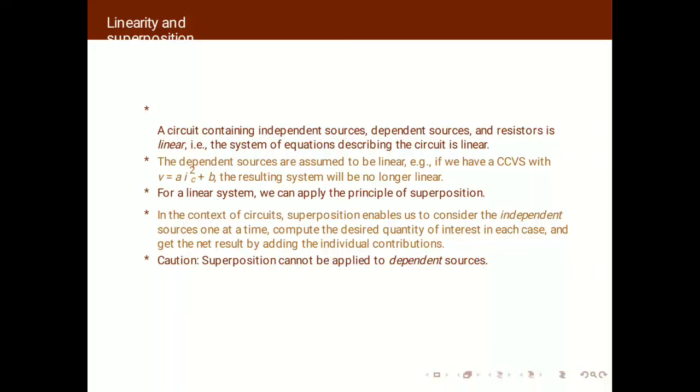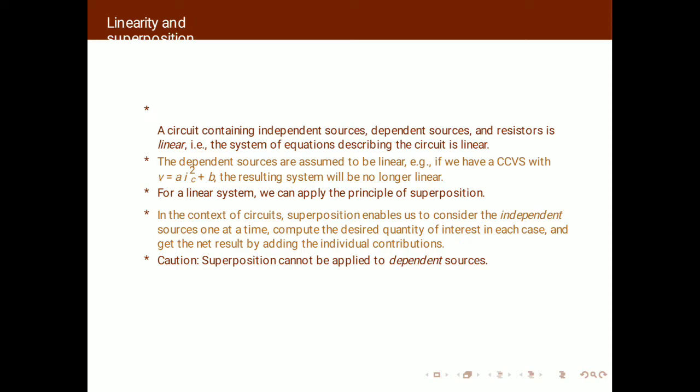Today's topic is linearity and the superposition theorem. Here, in the linearity conditions, a circuit containing independent sources, dependent sources and resistors is linear. Therefore, the system of equations describing the circuit is linear. So, if the independent and dependent sources and the resistances are linear, automatically we say that the equation describing the circuit is linear.